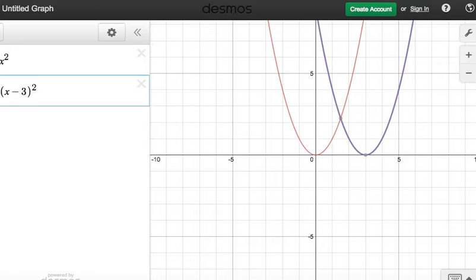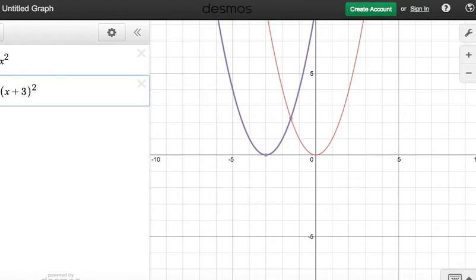Now, we subtracted 3 on the inside of the parentheses, so when we do stuff in the parentheses, it operates exactly opposite of what we would expect, because normally minus 3 we would think it goes to the left, but since it's inside the parentheses, it actually goes to the right. So something to keep in mind. So then if we change this to addition, if we add 3, then that's going to put it to the left. Great, so now we know how to move a parent function up, down, left, and right, which is a really good start.